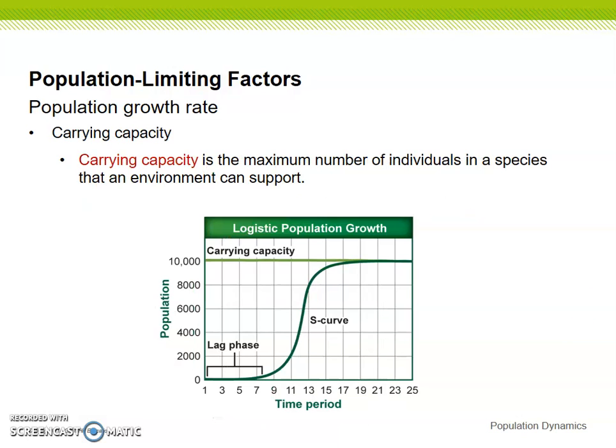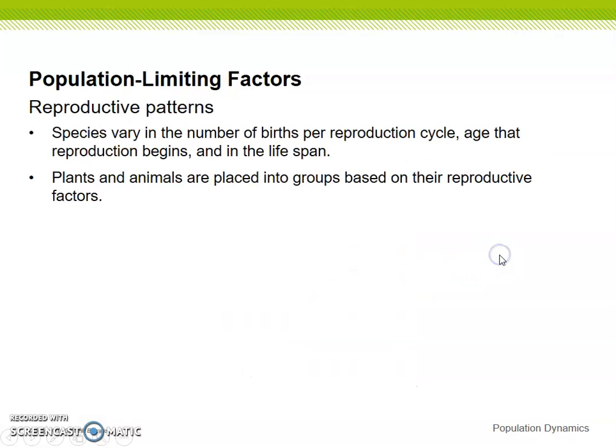Carrying capacity. Carrying capacity is the maximum number of individuals in a species that an environment can support. So you'll notice that this population has met its carrying capacity. Reproductive patterns. Species vary in the number of births per reproduction cycle, age that reproduction begins, and in the lifespan. Plants and animals are placed into groups based on their reproductive factors.